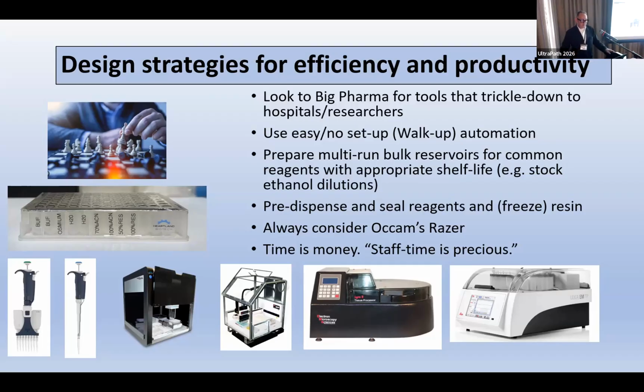What else can you do? Use walk-up automation, obviously. Prepare your samples earlier and dispense them perhaps in an easy-to-use container so that you have the exact same thing for a week or a month or so. Always consider Occam's razor. If there's 2 or 3 ways to do something, the one with the least steps is probably the best way. And time is money. Staff time is precious. People in your lab can be doing sample prep, microtomy, and image analysis. If you ask anyone which of those 3 things they like the least, it is very likely to be the sample prep part that they'd like to get rid of.